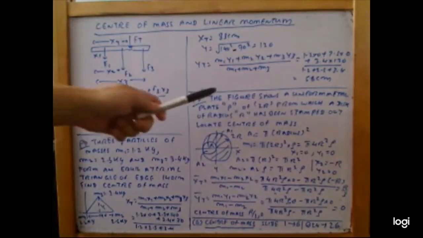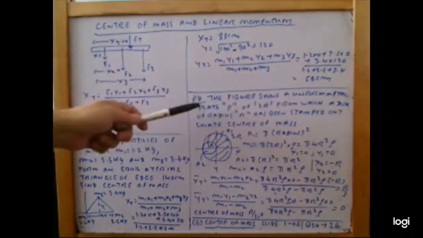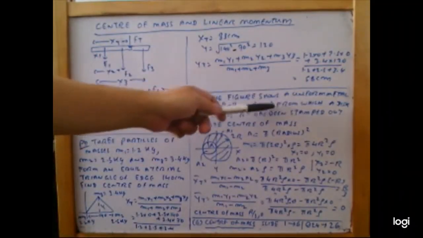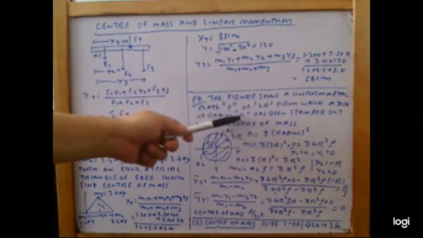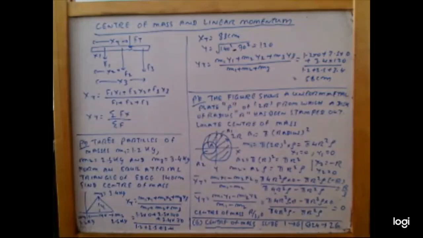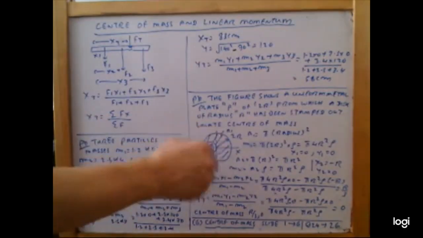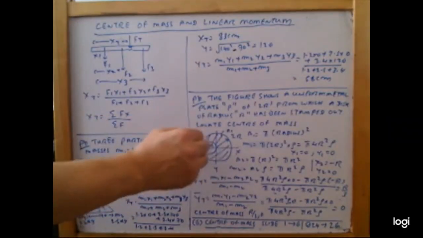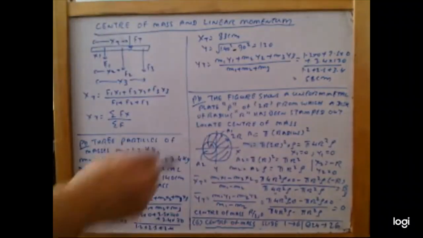With this problem, the figure shows a uniform disc of radius 2R from which a disc of radius R has been removed. Locate the center of mass. So the whole disc has a radius 2R, but this one with radius R is taken out. So we have to find the center of mass.